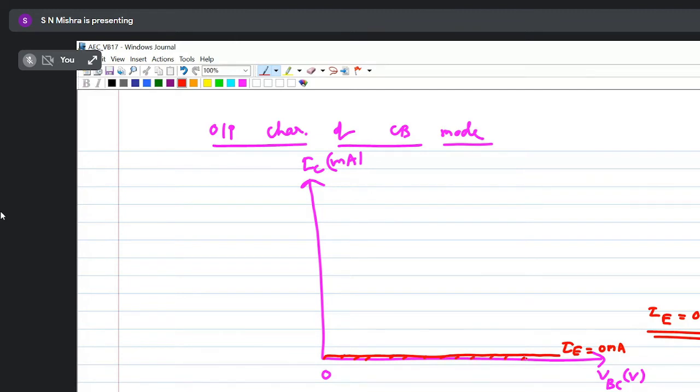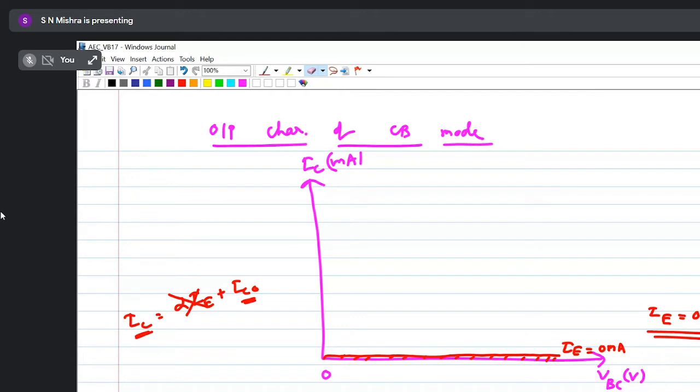IE 0 means the input emitter base junction is open circuited, so we are getting only leakage current. So IC equals how much? IC equals alpha IE plus ICO. IE is 0, so I am getting IC equals ICO. That is a very small amount. That's why this is the representation. Is it clear?